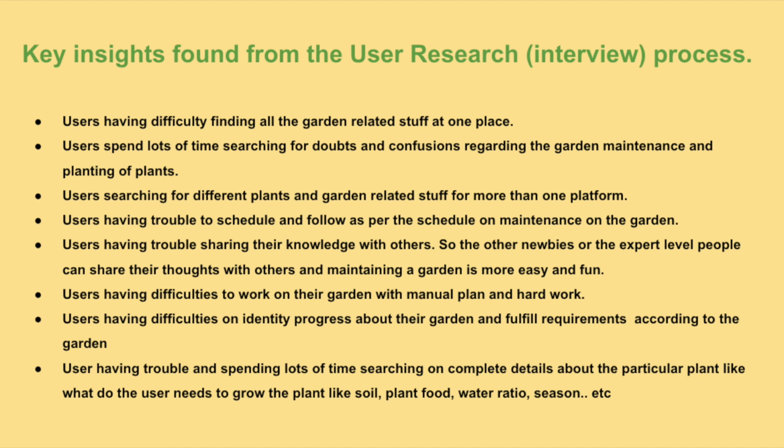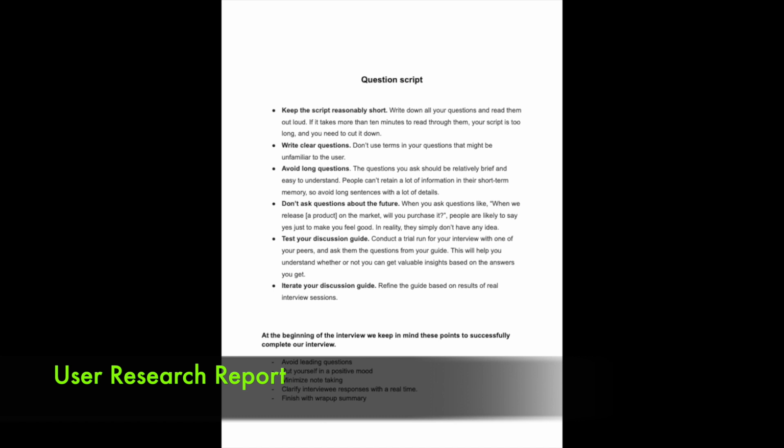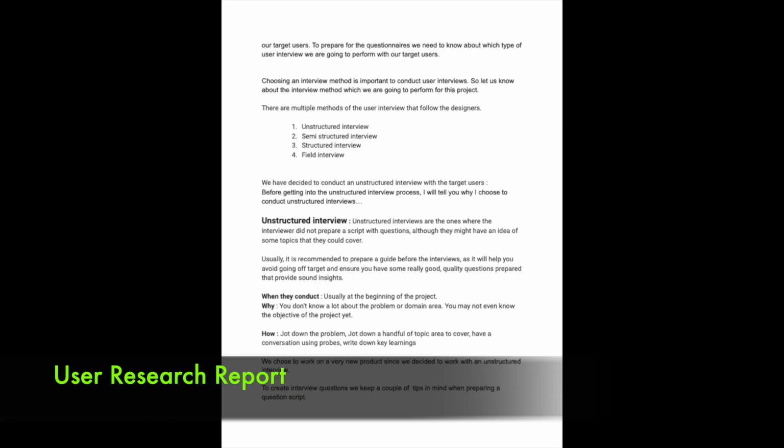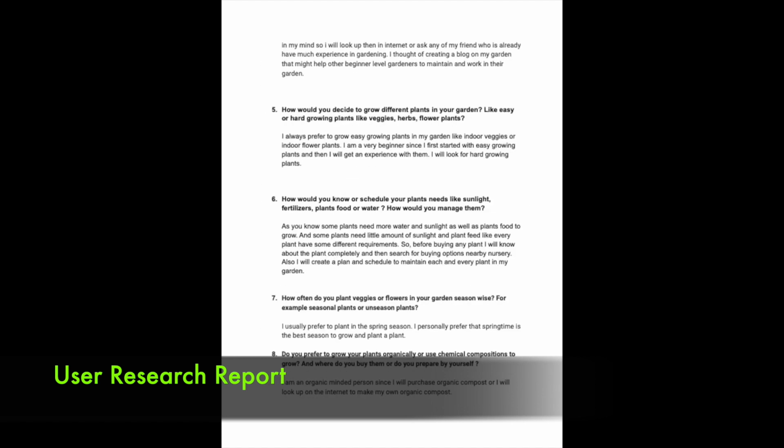Users have trouble and spend a lot of time searching for complete details about a particular plant, like what the user needs to grow the plant, like soil, plant food, water ratio, seasons, etc. Once our team members were done with the user interview process, we started to create complete documentation of the user research report. This document will help in the next process of the UX design process, which is analysis.